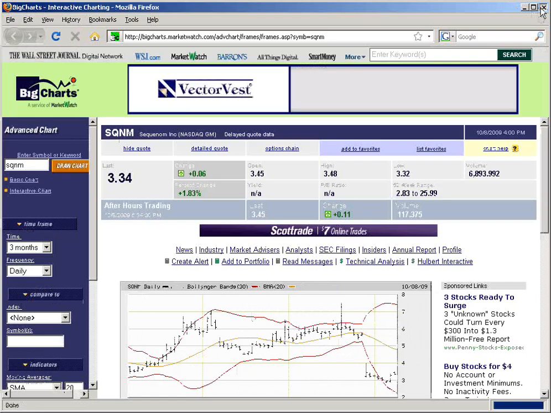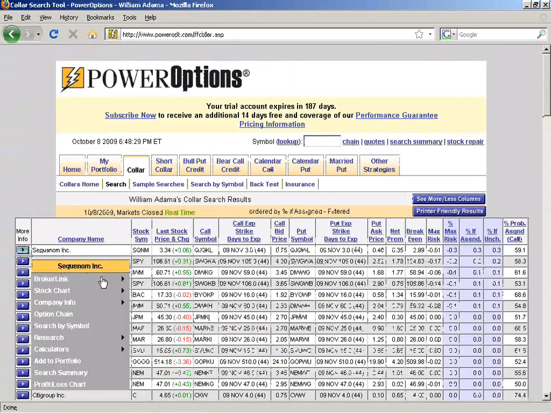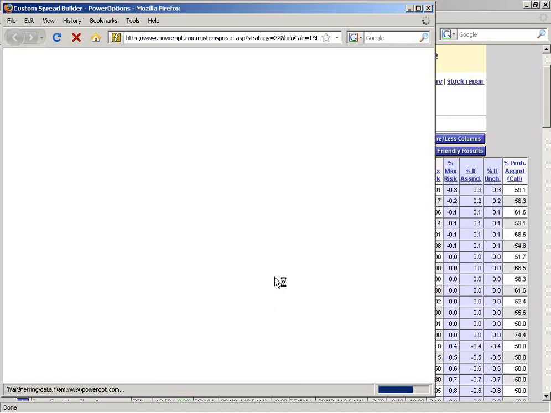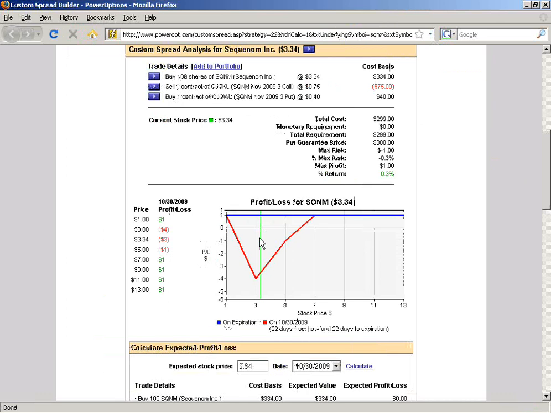Oh, whoa, wrong link. I apologize for that, ladies and gentlemen. Let me go to that profit and loss chart there. There we go. Okay, so this red line is showing us the halfway point, what we could expect to make on the position on 10/30 if the stock was trading at a certain price. Okay, but the blue line, this is our expiration. If we did 100 shares, we're guaranteed $1 of profit.